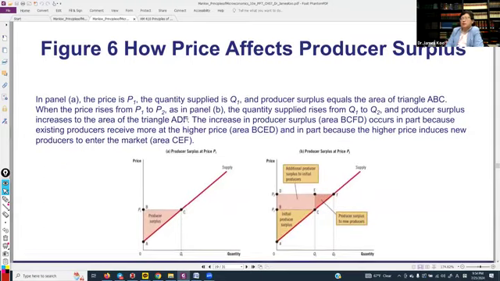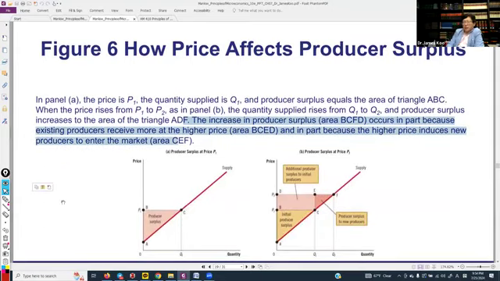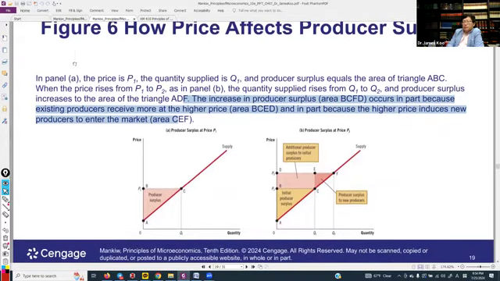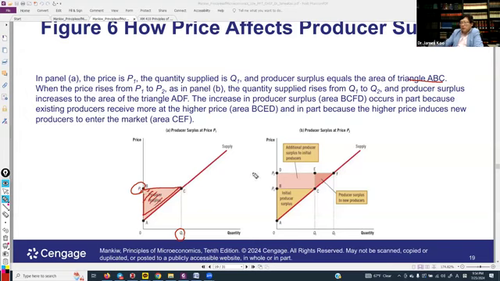How does price affect producer surplus? Okay, Panel A: price is P1, and then quantity is Q1. Producer surplus equals the area of triangle ABC, this area. And when the price rises from P1 to P2, the quantity supplied rises from Q1 to Q2.